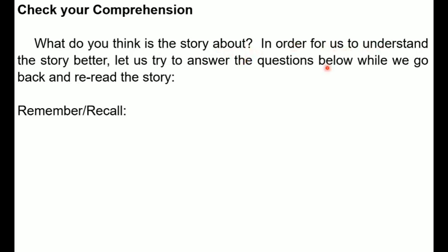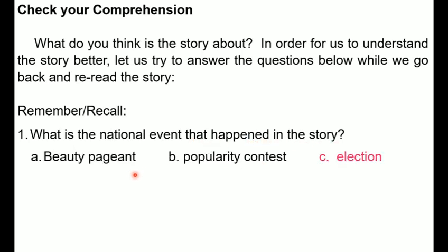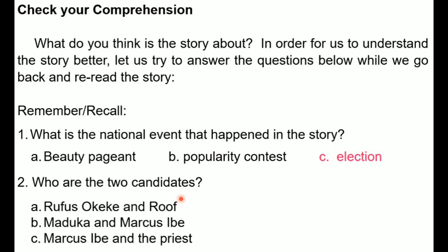In order for us to understand the story better, let us try to answer the questions below while we go back and reread the story. All right. Number 1. What is the national event that happened in the story? Okay. Answer: election. Number 2. Who are the 2 candidates? Okay. Answer: Madoka and Marcus Ivy.